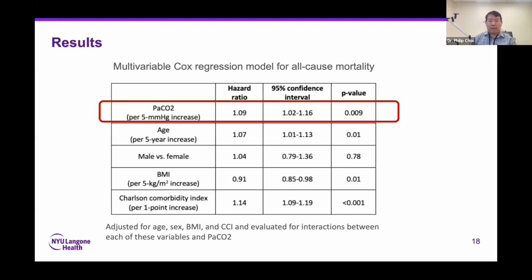And we found in a multivariable Cox regression model that PCO2 was independently related to all-cause mortality. And this was after we adjusted for age, sex, BMI, and Charlson Comorbidity Index. And so you can see that there's an increasing hazard ratio with every 5 millimeters of mercury increase in PCO2 from baseline.